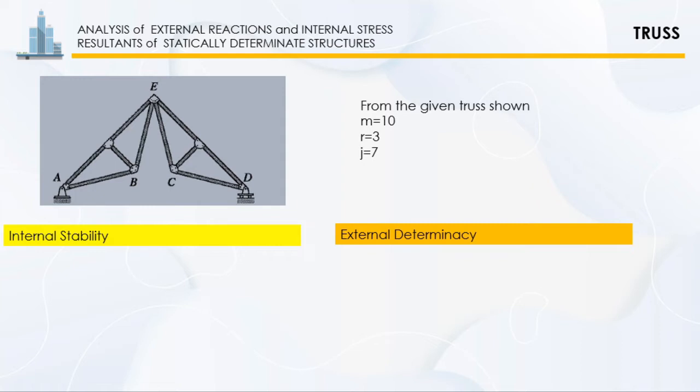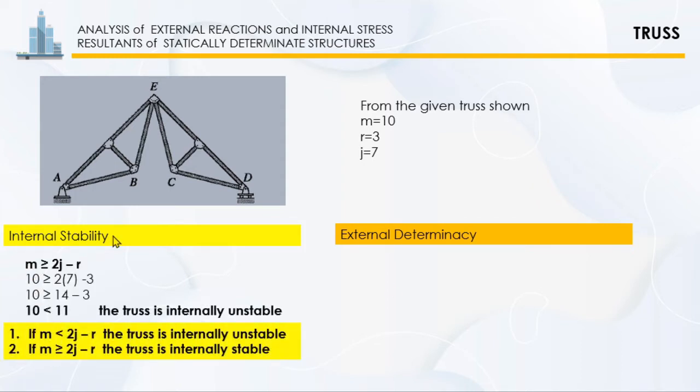So, let's check its internal stability. So, we have, substitute lang natin siya, class, dito. So, we have 10 is that greater than or equal to 2 multiplied by 7 minus 3. So, ang ma-solve natin, class, is that yung M natin, that is 10, and yung 2J minus R natin, that is 11. So, ibig sabihin lang nun, 10 is less than 11. So, kapag less than, the truss is internally unstable.